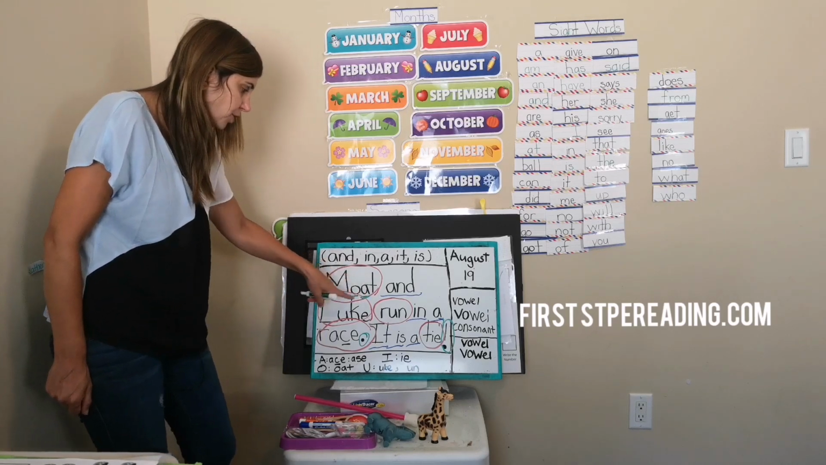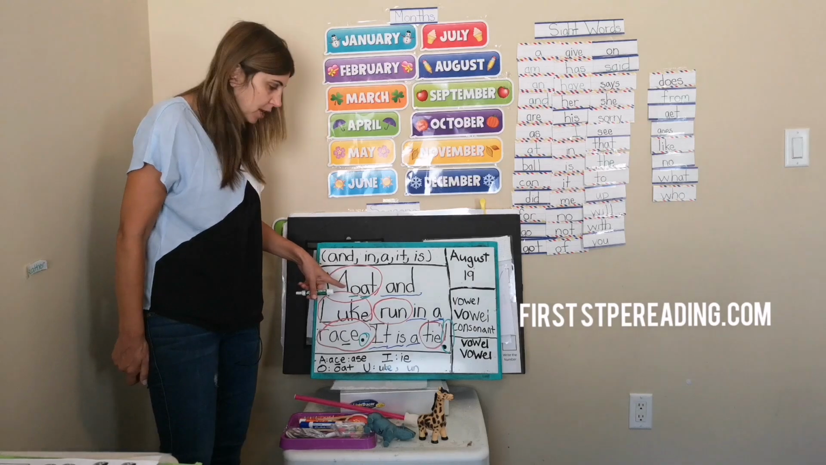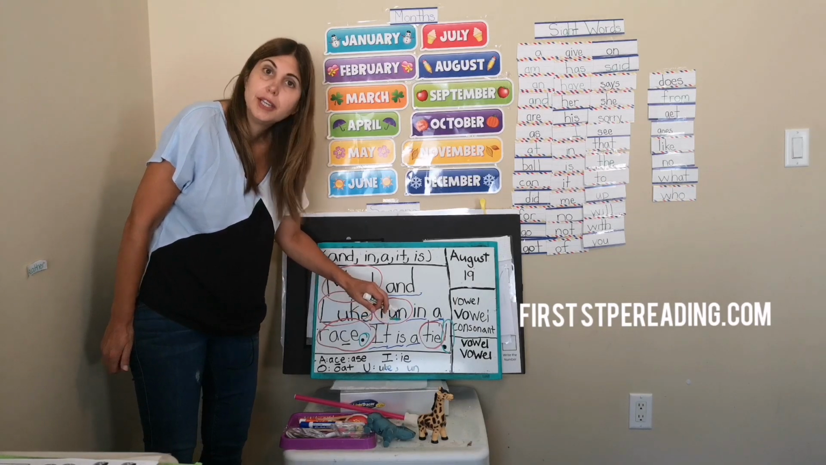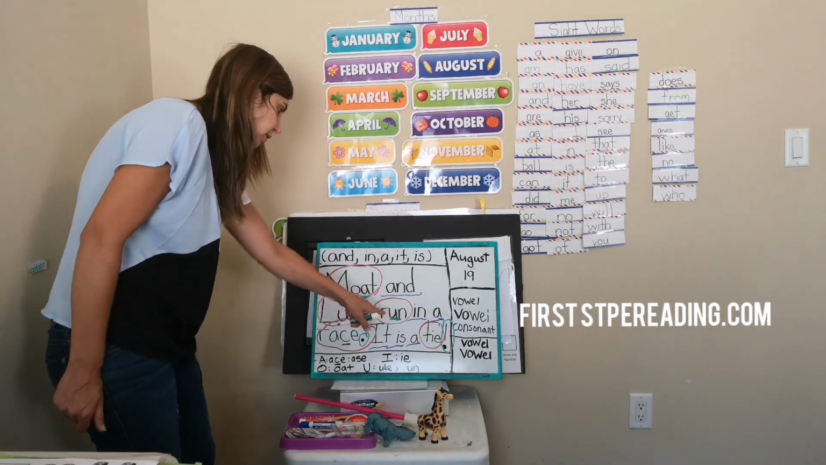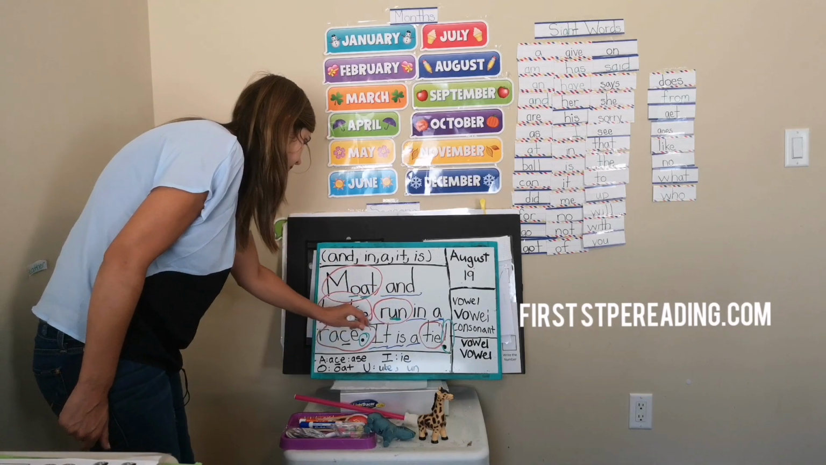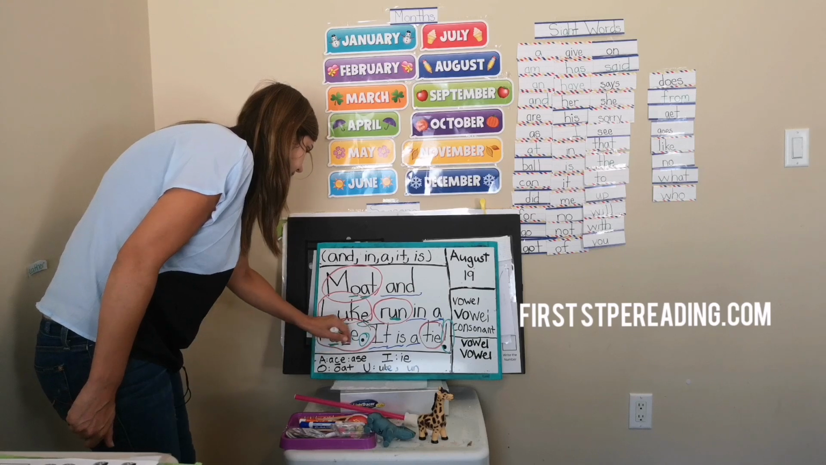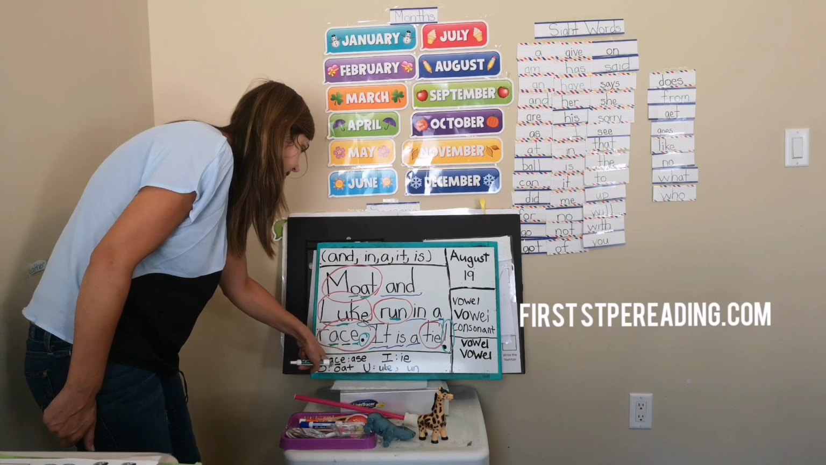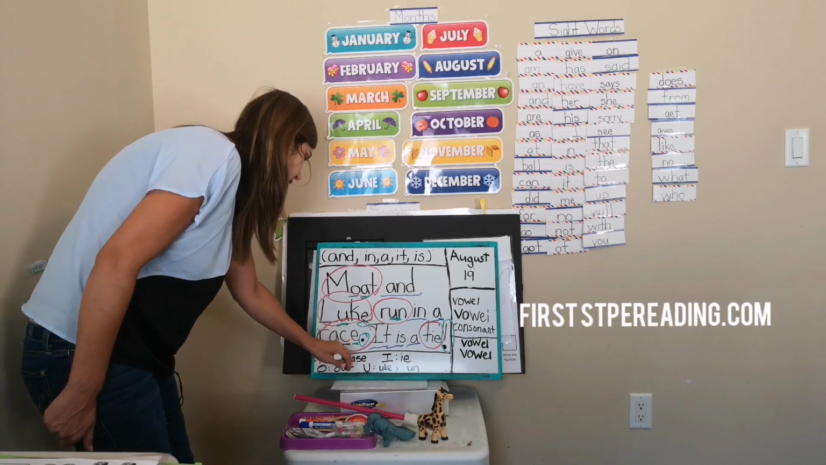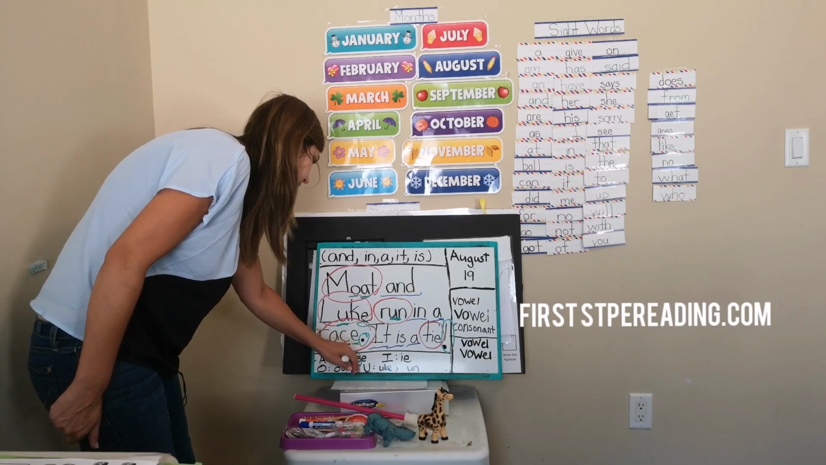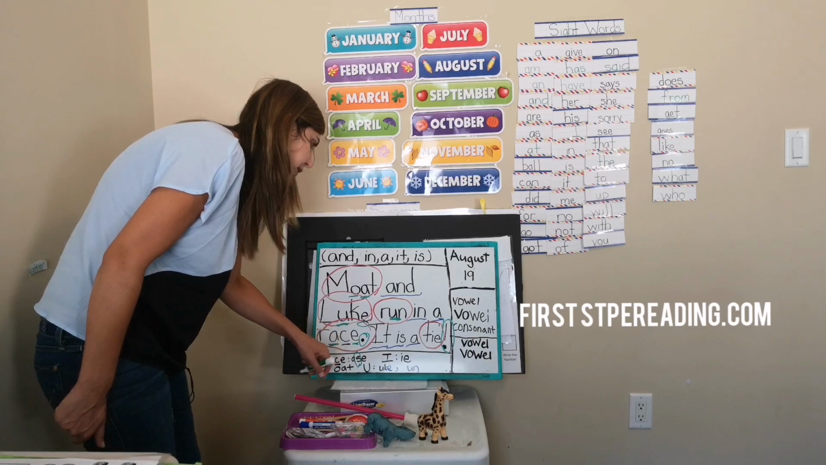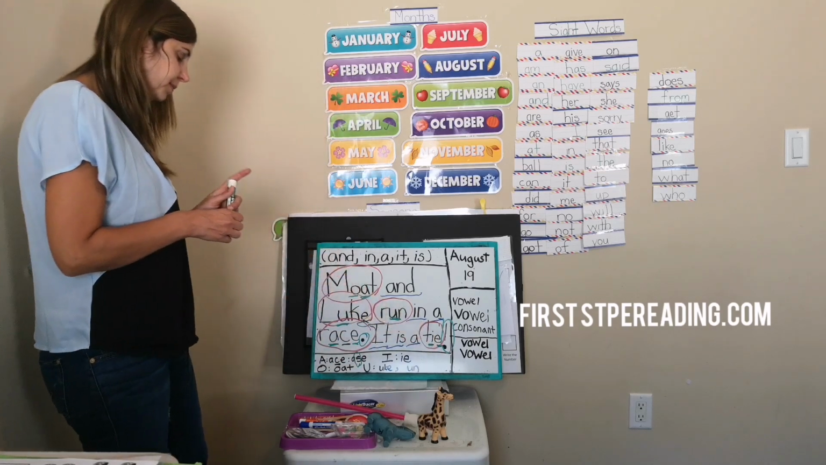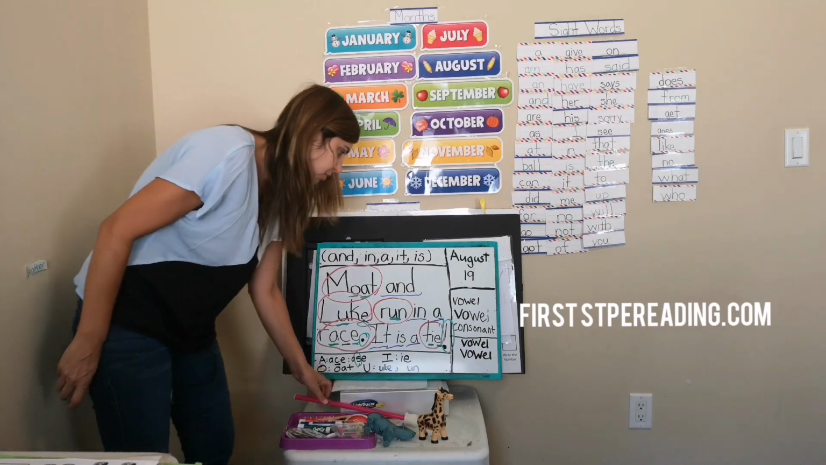If there's 2 vowels next to each other, the first one says its name, the second one says nothing. If there's only 1 vowel, it makes its short sound. I underline the C here because I learned in ACE word families, the C makes an S sound. Okay? First vowel says its name, second vowel says nothing. So let's try to sound it out.